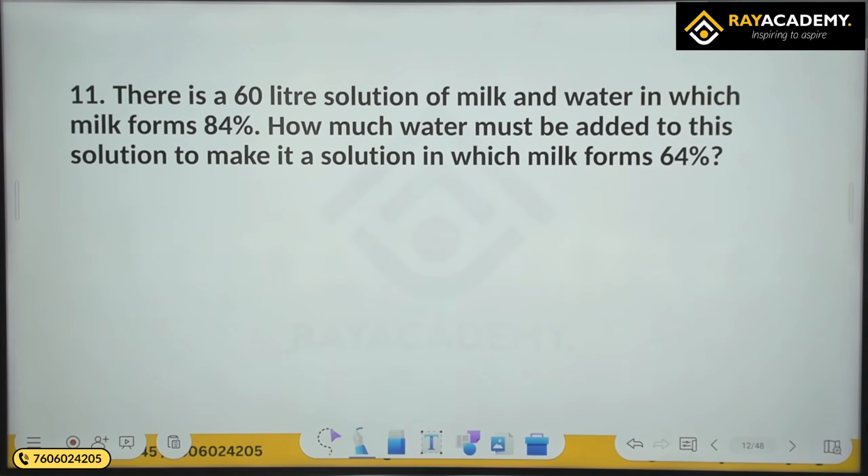Next question. There is a 60 liter solution of milk and water in which milk forms 84%. How much water must be added to this solution to make it a solution in which milk forms 64%?